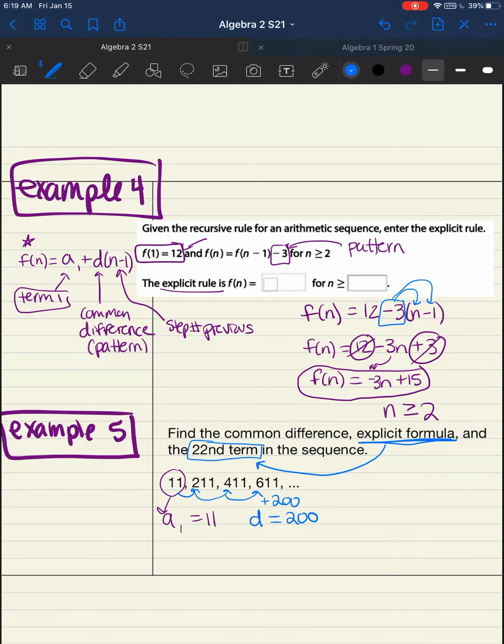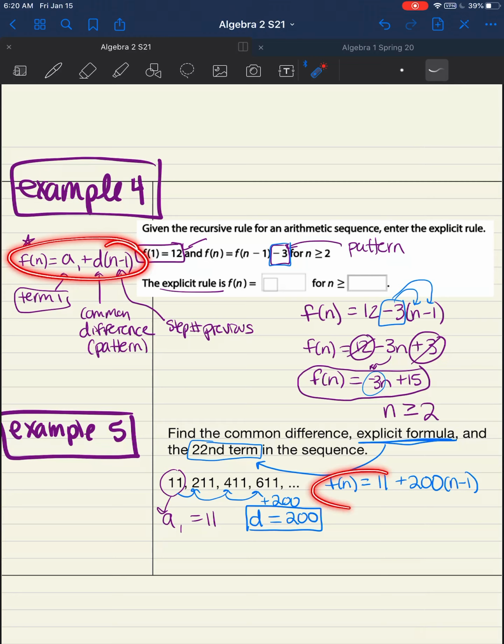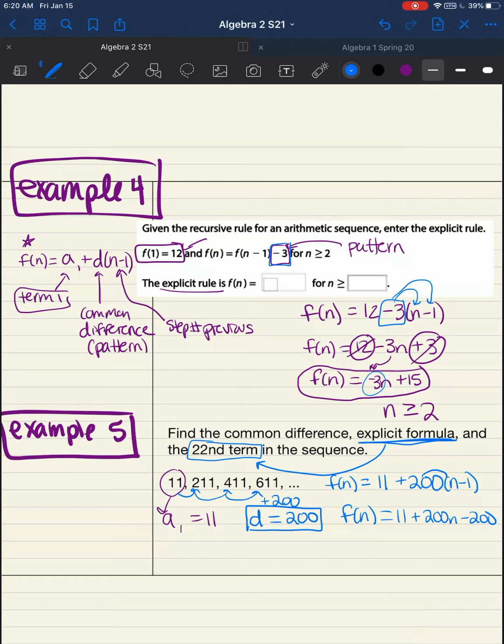All right, so f of n equals our first term 11, first term that we know, I should say, plus a common difference. It's positive because the common difference was increasing. Up here it was decreasing, so you'll notice how it was negative, times n minus 1. So I'm just following this rule again. Okay, so then f of n equals 11 plus 200n minus 200. So just being careful with my distributive property.